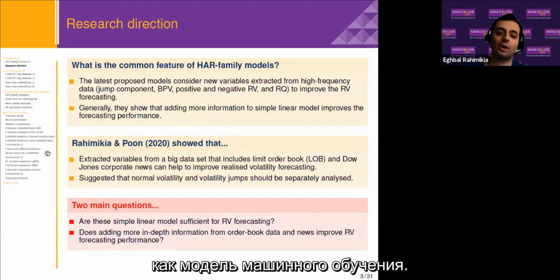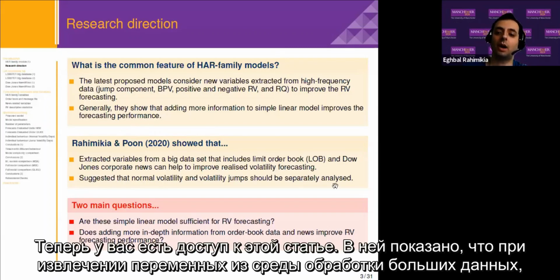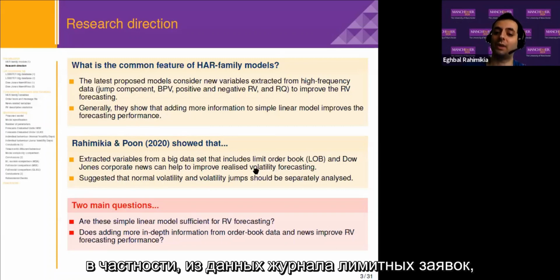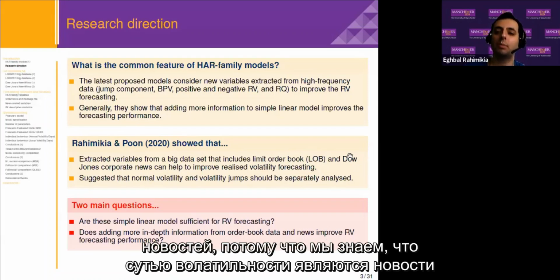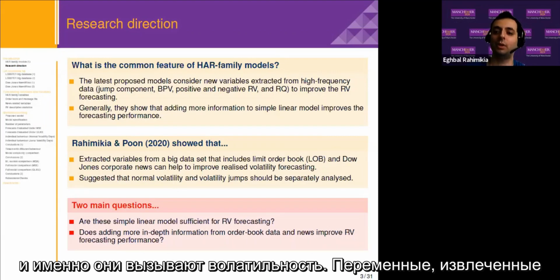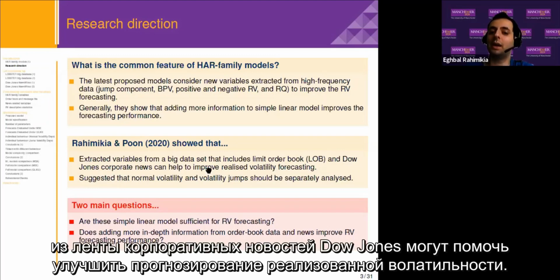You have access to our previous paper. This paper showed that when we extract variables from big data environments, such as variables extracted from limit order book data, which is a rich market information data set, and also variables extracted from news, because we know that the main point behind volatility is news, that's the news causing the volatility in the market, and the variables extracted from Dow Jones corporate news can help improve realized volatility forecasting.